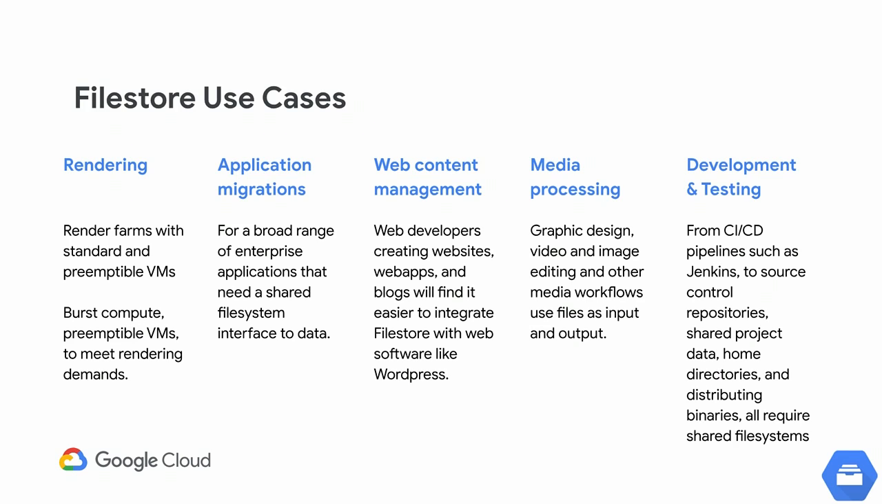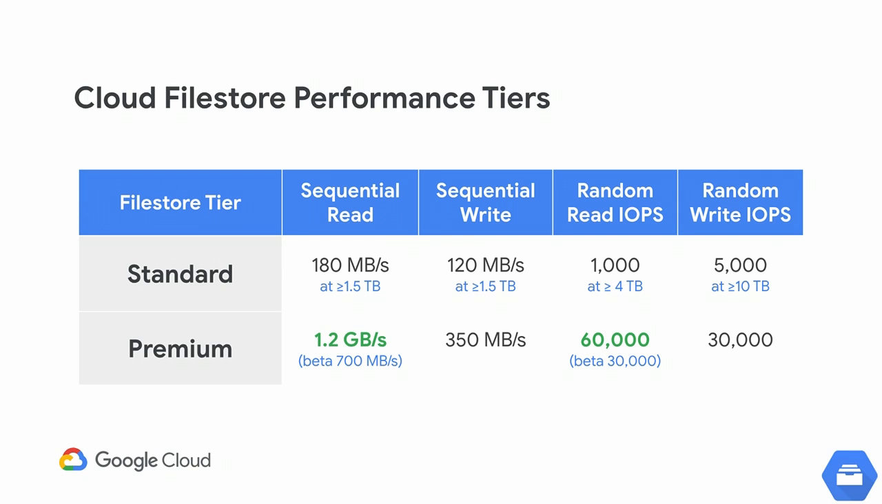What's one key thing that all of these and probably all of your file workloads rely on? Well, probably performance. So we're pleased to announce with GA, we've increased sequential read performance on premium instances to 1.2 gigabytes per second. And we've increased random read IOPS from 30,000 to 60,000. These are pretty significant performance increases. And if you've been playing with the beta, these rolled out midway through our beta, so you get to take advantage of this with no change in price or anything. So this is super exciting.